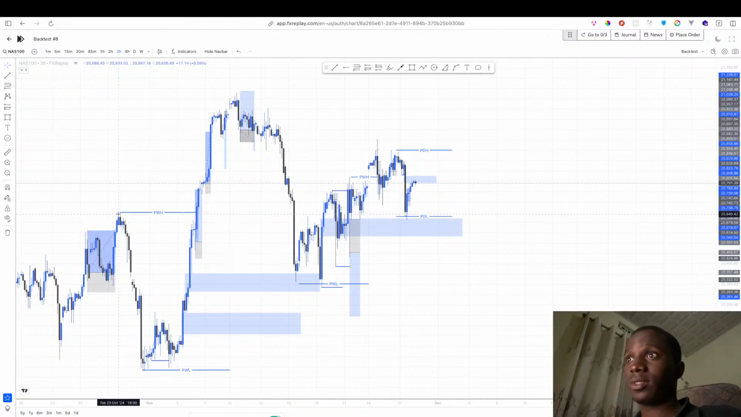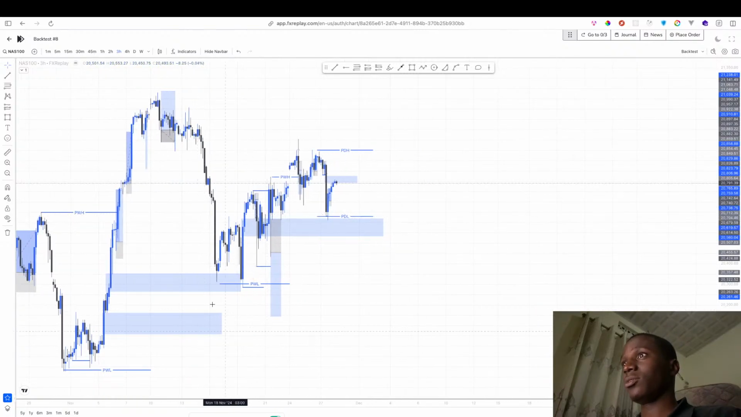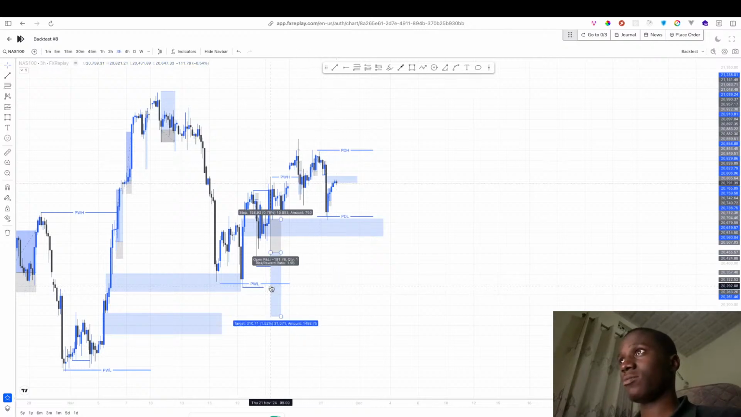So let's continue. So we have a previous weekly low right here from 15th November. So if that's 7, then it will be this Friday.